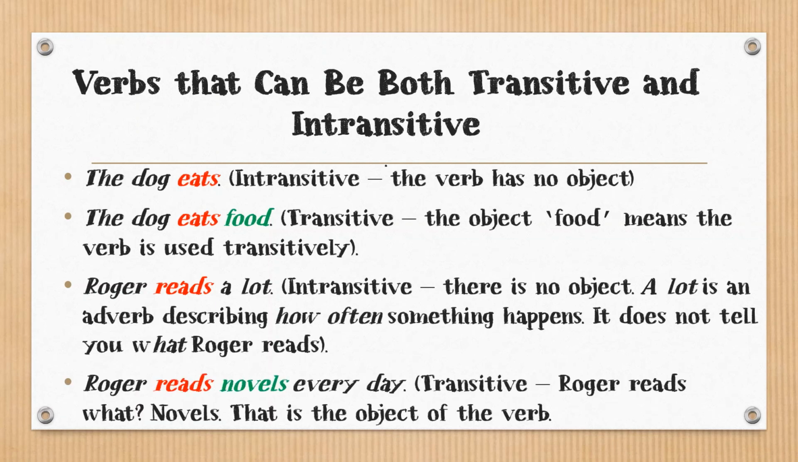Okay, seterusnya reads. Bila ada reads, depan dia ada novels. Macam ni, Roger reads novels every day. It is a transitive. Sebab Roger reads apa? Roger reads what? So, Roger reads novels. So, novels tu is the object of the verb reads. Faham tak? Okay, faham nanti beritahu.